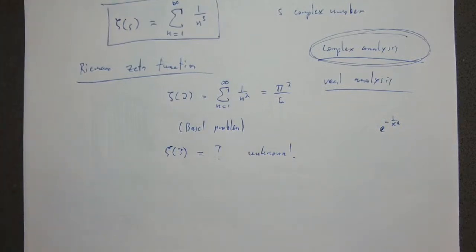Okay. So even zeta of 3 is unknown. Any kind of closed form description of this thing. There are estimates for it. You can look up approximations, but there's no closed form description of what this number is. So this is unknown. Okay.